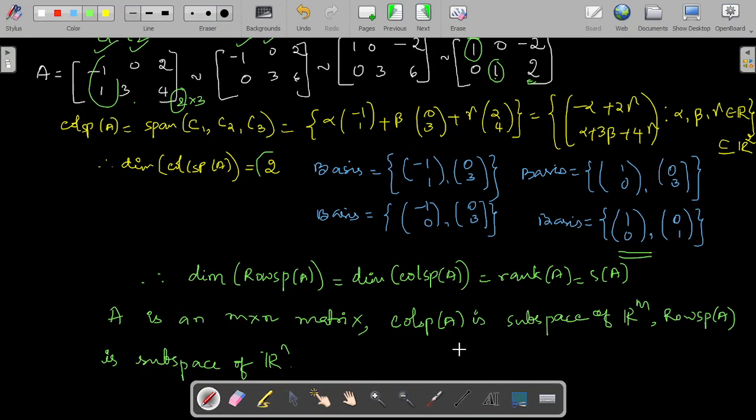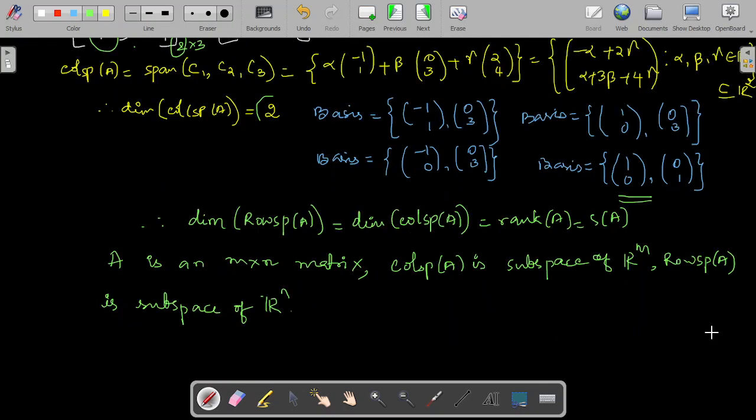So if you have an m by n matrix, the column space is always a subspace of Rm, and the row space is always a subspace of Rn. So this is all about the row space and column space of a given matrix.